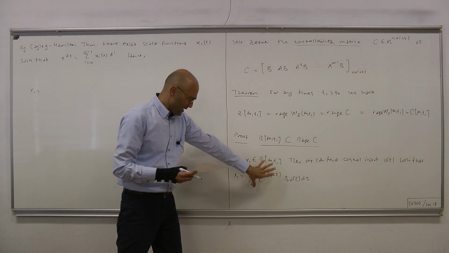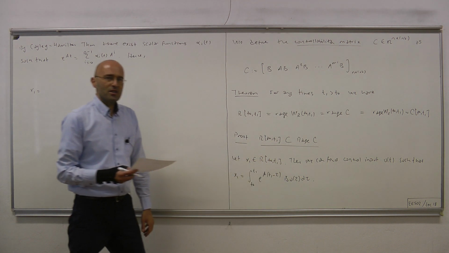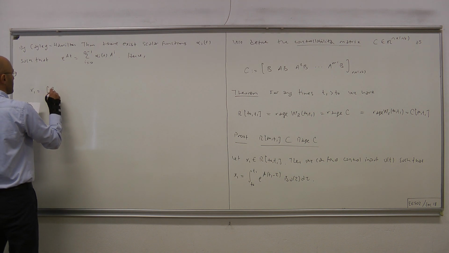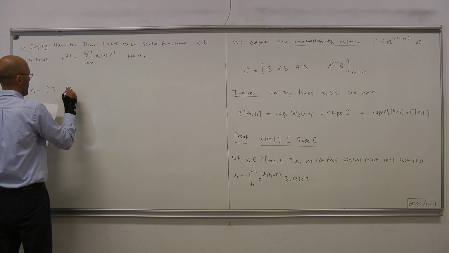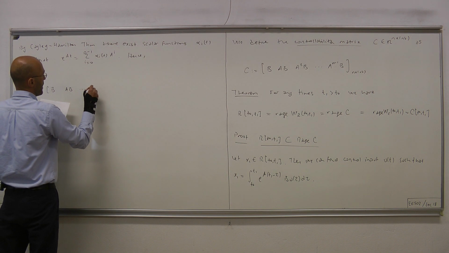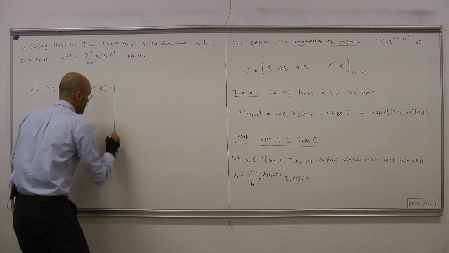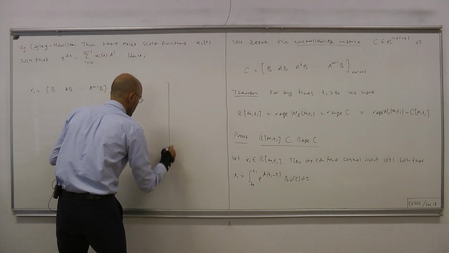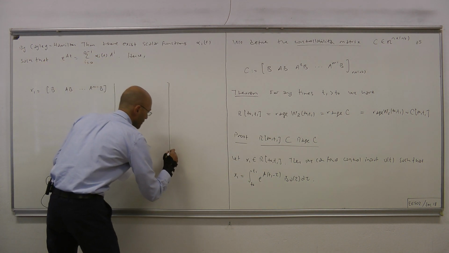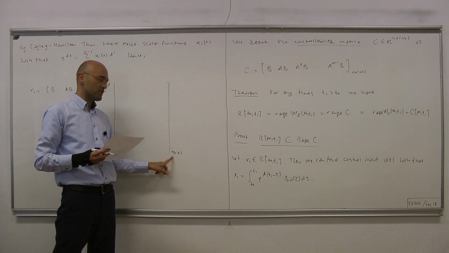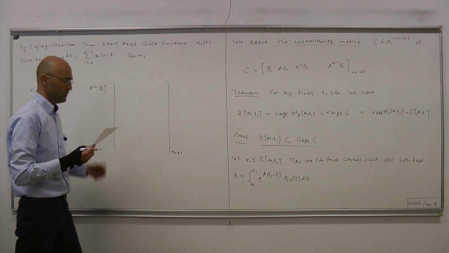And then we have the integral of some summation, and that can be written as following. x1 equals B, AB, up to A^(n-1) B, times this vector of size nk by 1. n is the order of our system, k is the size of our input vector.